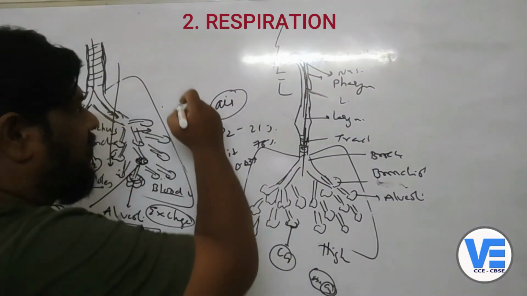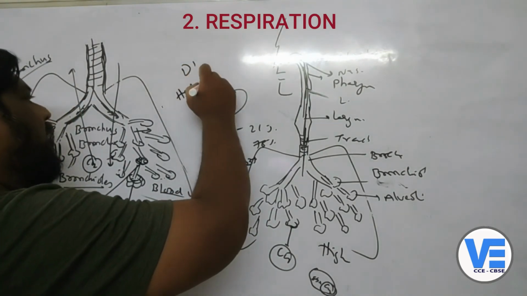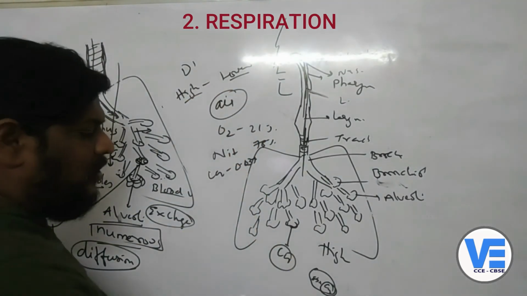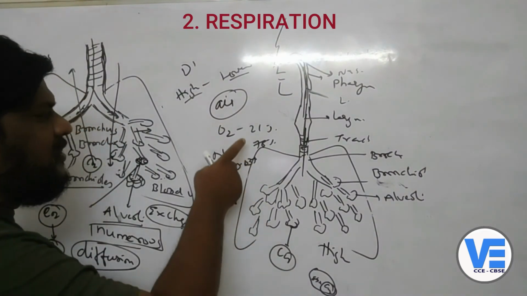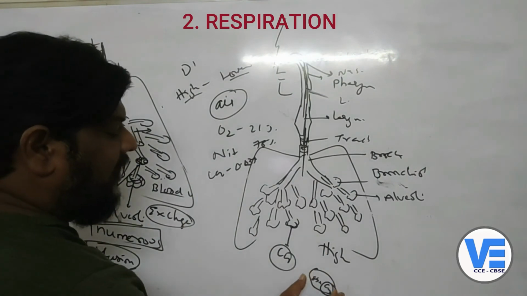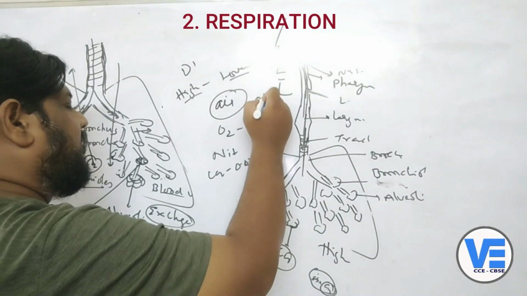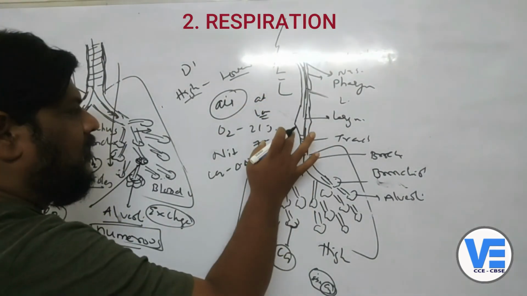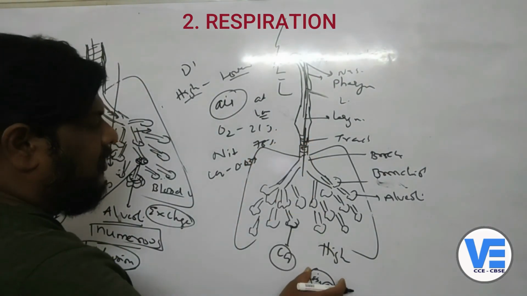And diffusion says that movement of molecules is from the higher concentration to lower concentration. So where is higher concentration? Higher concentration is in the alveoli. Where is the lower concentration? Lower concentration is in the air which we breathe. So whatever the carbon dioxide which is in the alveoli will move into the atmosphere, because here carbon dioxide is completely low. So here whatever the carbon dioxide is, that will move out.